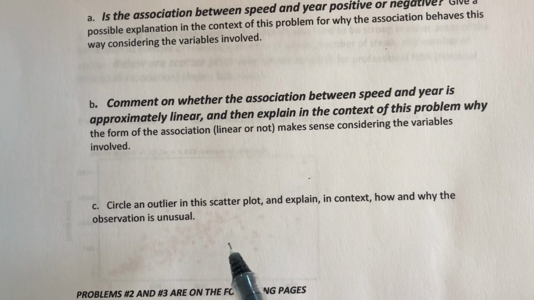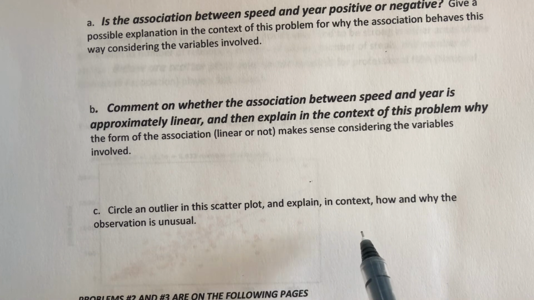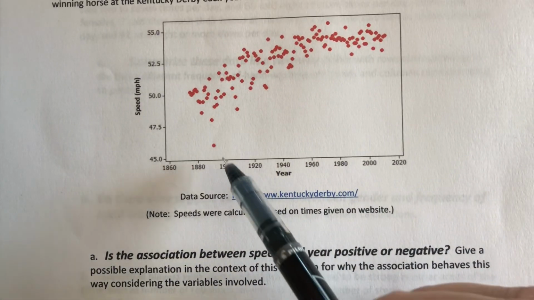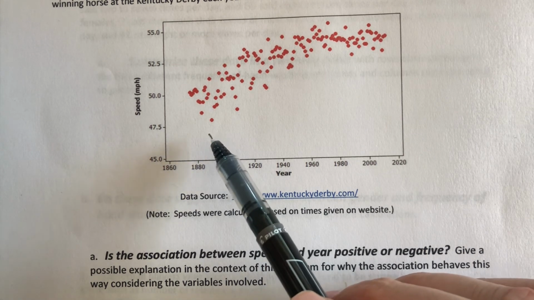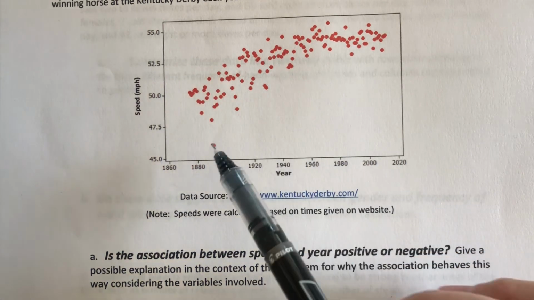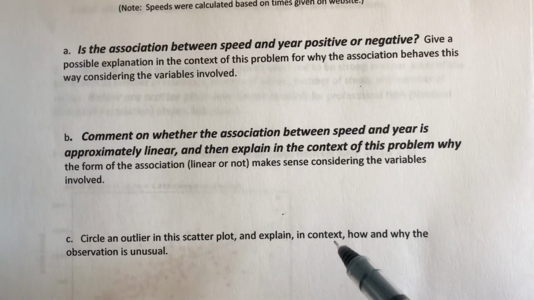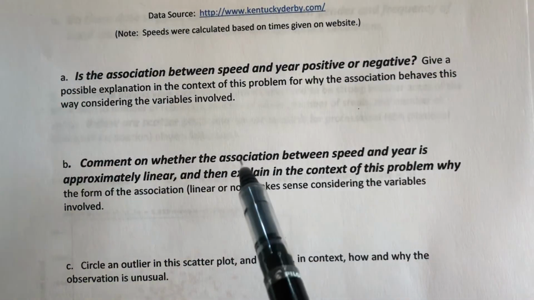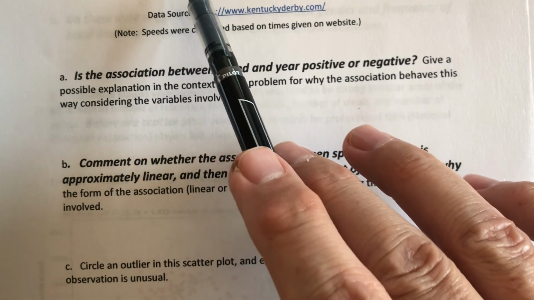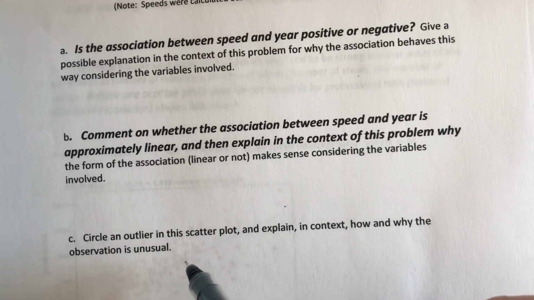All right, now going down to C, it says circle an outlier in the scatter plot and explain in the context of the scatter plot how and why the observation is unusual. Well, I referenced that earlier. The outlier is this point right here, because this point is kind of just by itself and not close together with all these other points. So you're going to want to circle that and comment on it and explain why, in the context. So the context is years of the Kentucky Derby and speed of the horses, and why that outlier seems unique or unusual in that particular situation.